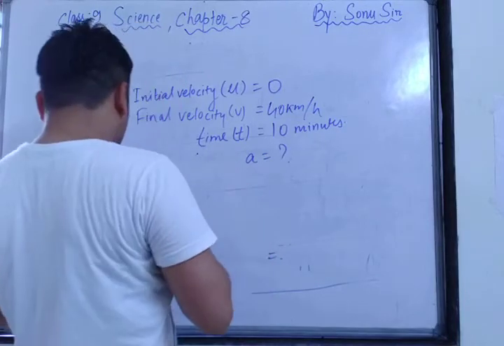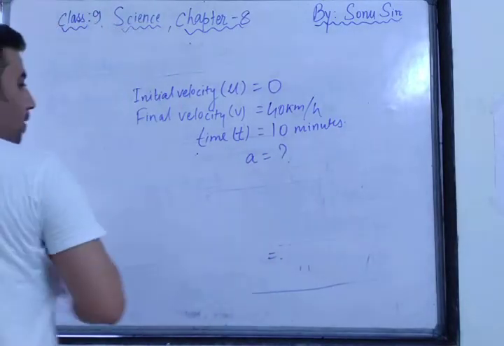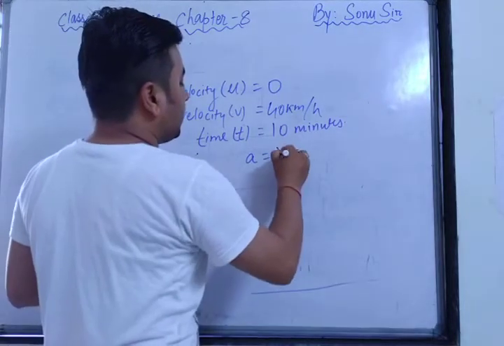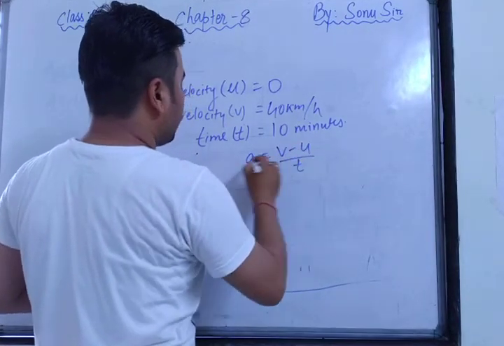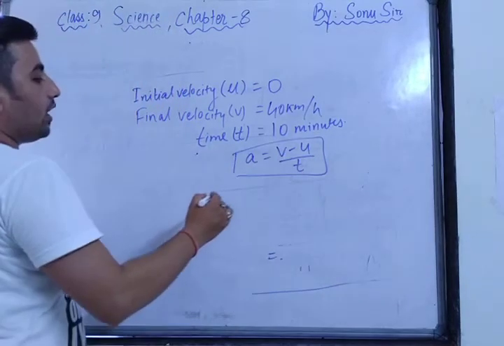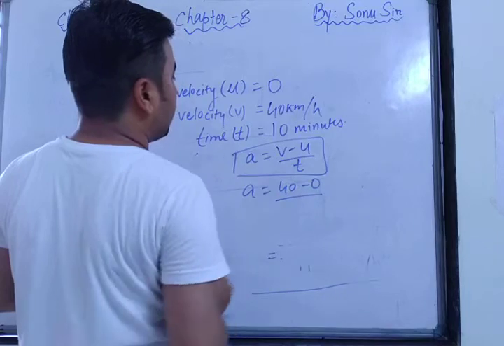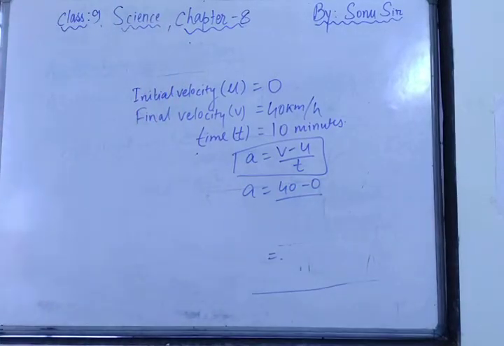So A is equal to, can you tell me what is the value of A? V minus U upon T. Acceleration is equal to final velocity minus initial velocity upon time taken, right? So this is our formula. So here you can say directly A is equal to 40 minus 0 upon T. Now, how will you change this minute into the second? All of you know very well.